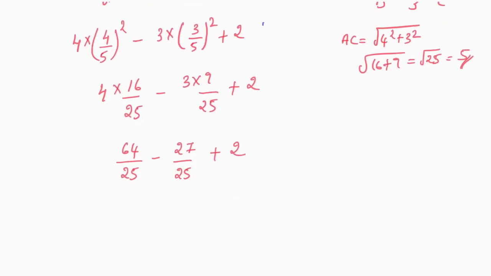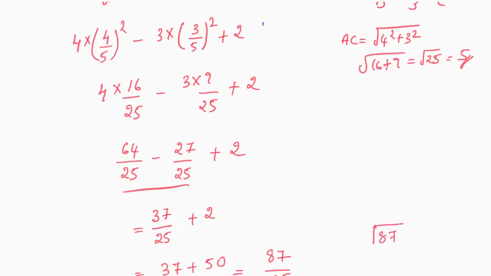So first let me do this part. 64 minus 27, I will get it as 37, right? Yeah, 37. 37 by 25 plus 2. Cross multiply, what are we getting? 37 plus 25 into 2 is 50 by 25. That is equal to 37 plus 50 is 87 by 25. Dividing it, 25 3's are 75, what remains is 12. So what's our final answer?